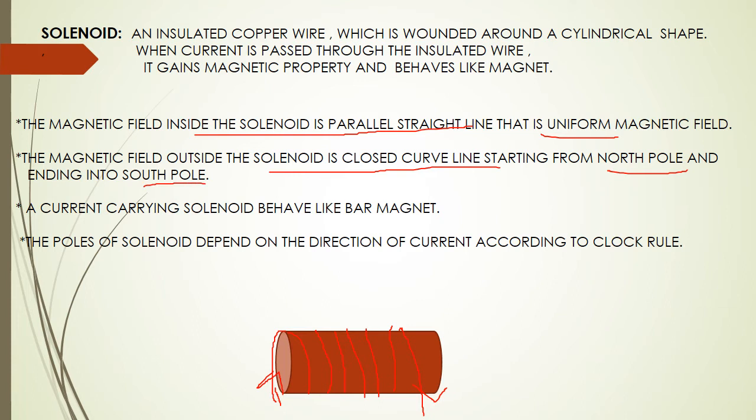Now, the poles of solenoid, north pole and south pole, depend upon the direction of current, that is according to the clock rule. And the current carrying solenoid behaves like a bar magnet. The length of the coil will be the length of the magnet.